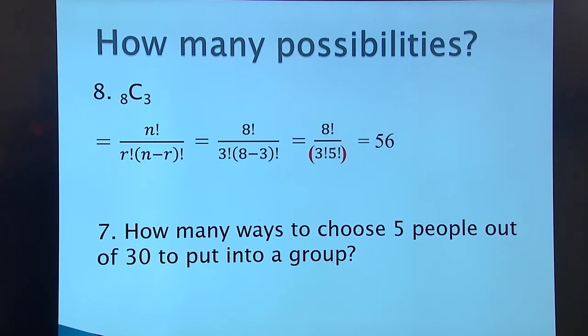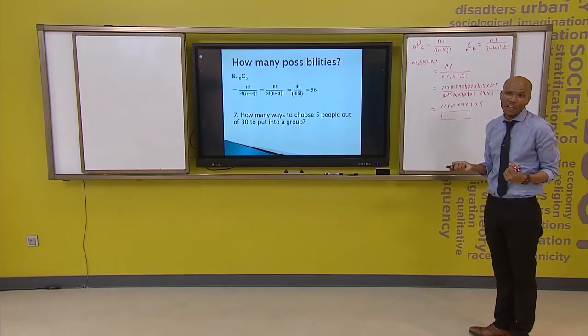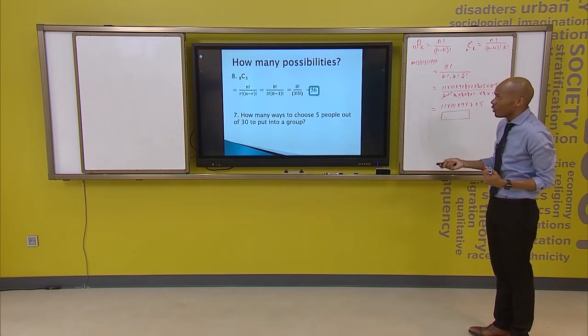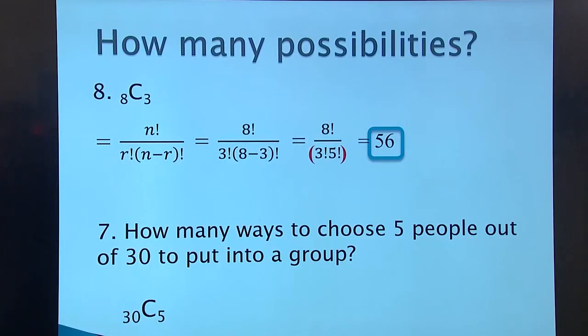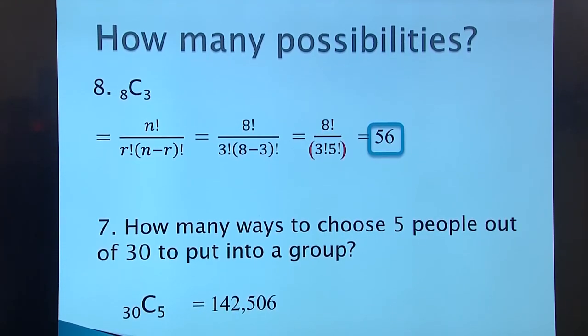So in the next question, how many ways to choose 5 people out of 30 to put in a group? You want only 5 people to put in a group, and the total is 30. The question you have to ask yourself is, does the order really matter? I don't think the order matters because you just need 5 people in a group. So in that case, you're just going to choose combinations. And when you work it out, it's going to be that value there.